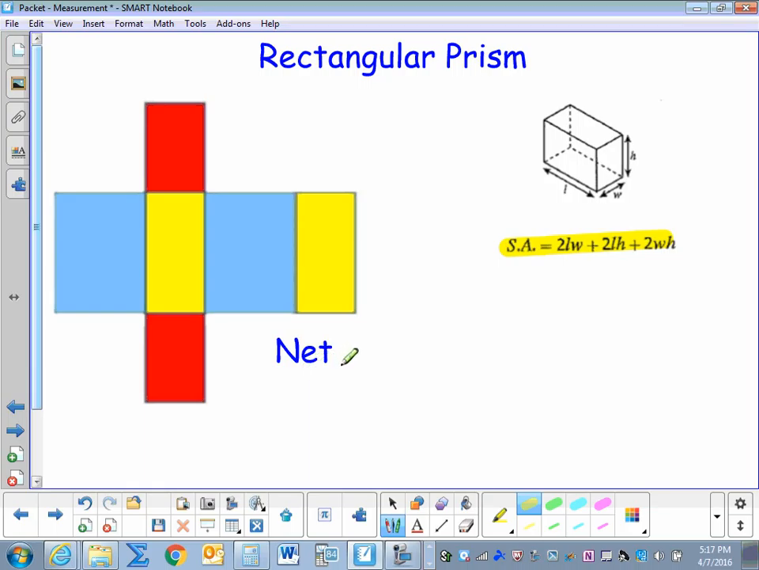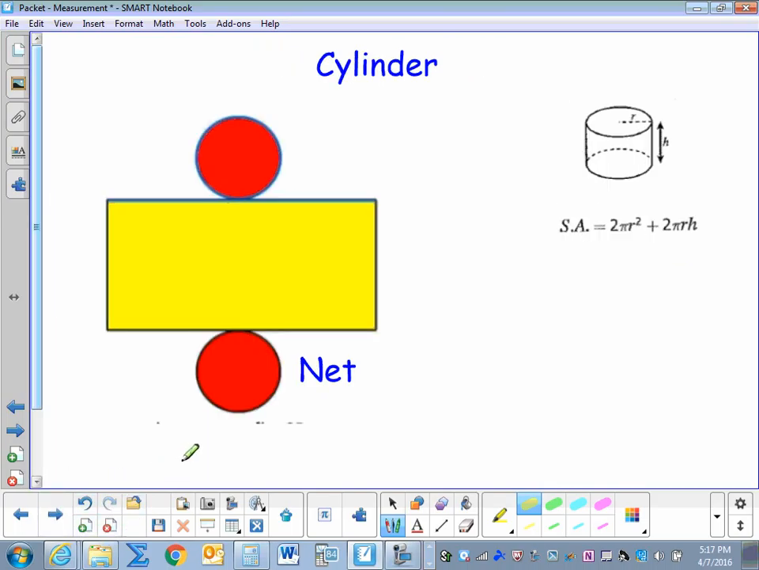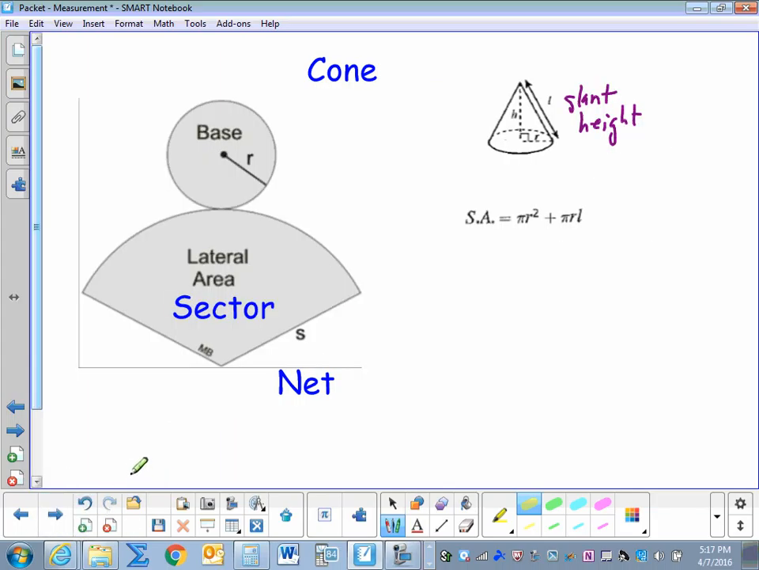Here we can see this rectangular prism is really made up of 6 rectangles. Here's the net of a cylinder. It's made up of 2 circles and a rectangle. The net of a cone is made up of a circle and a sector of the circle. This is the side of the cone we call the lateral area.